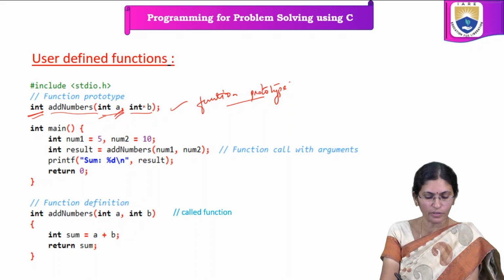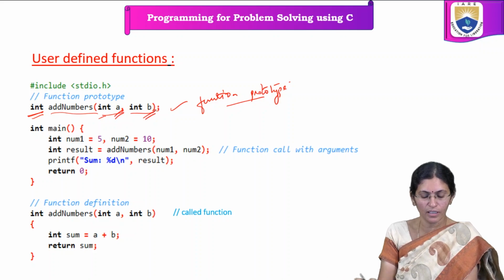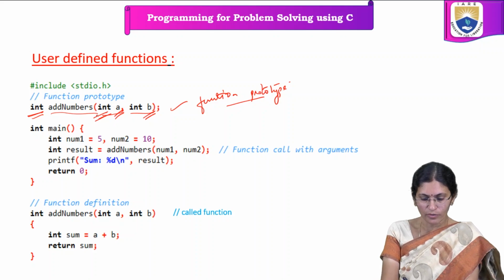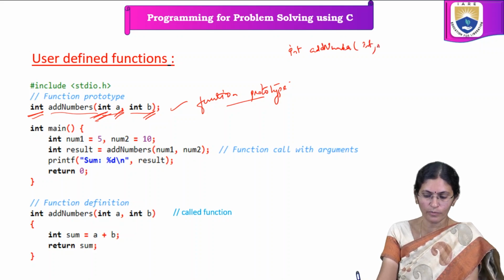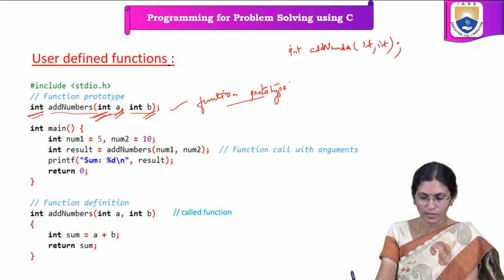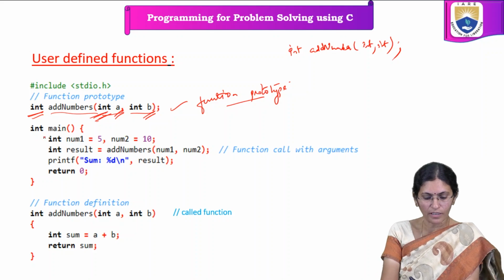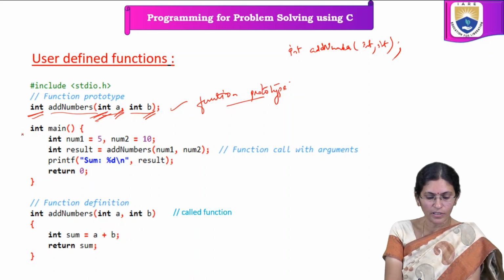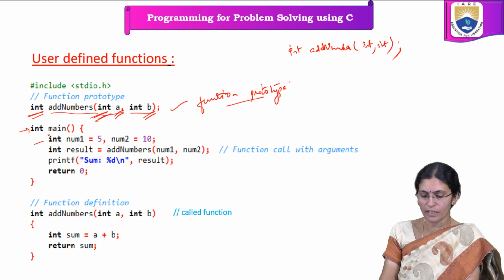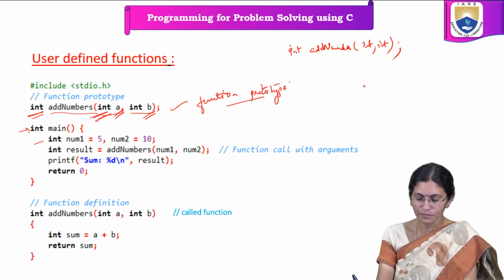We may or may not write the parameter names, but you have to specify the type of the parameters. Just writing int is more than enough: int addNumbers, the name of the function, then inside the parentheses int comma int, followed by a semicolon. Whenever the control is transferred here, the int main function will be executed. Here you have declared two variables.